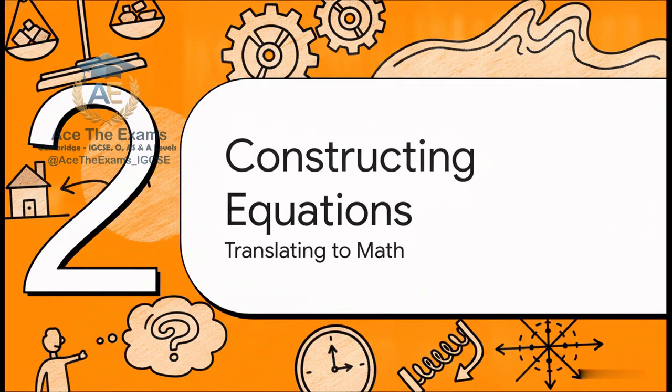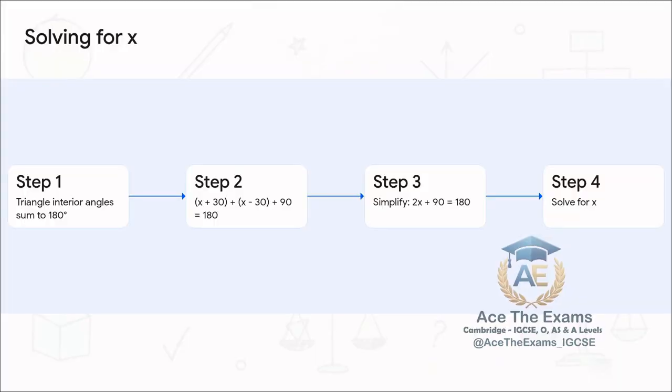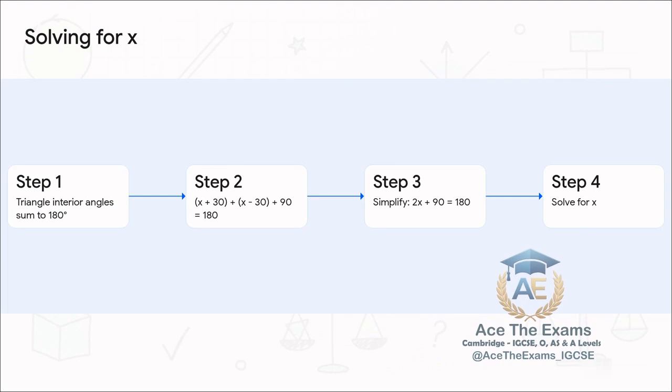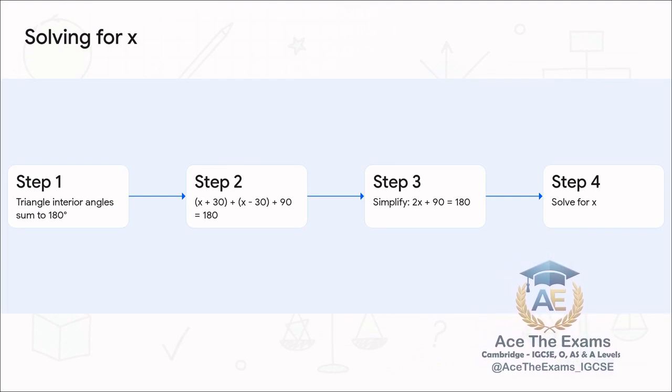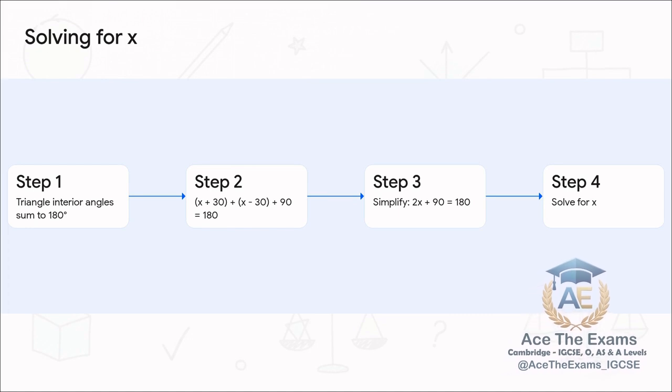Moving on to Section 2, Constructing Equations from Life, translating the world into math. Let's actually see how this works using a real physical shape, like a triangle. Say we have a right-angle triangle. We know that corner is 90 degrees, but the other two angles, totally mysterious. We'll call them x plus 30 and x minus 30.